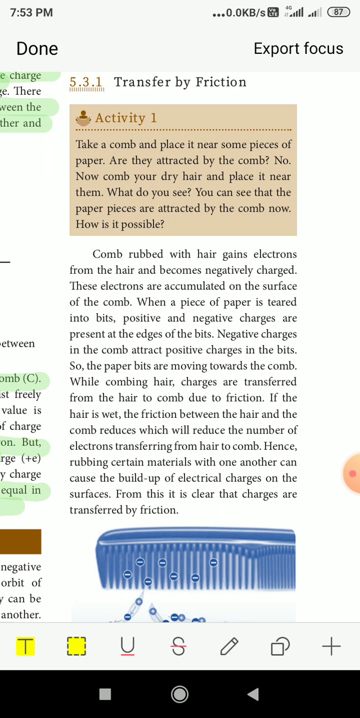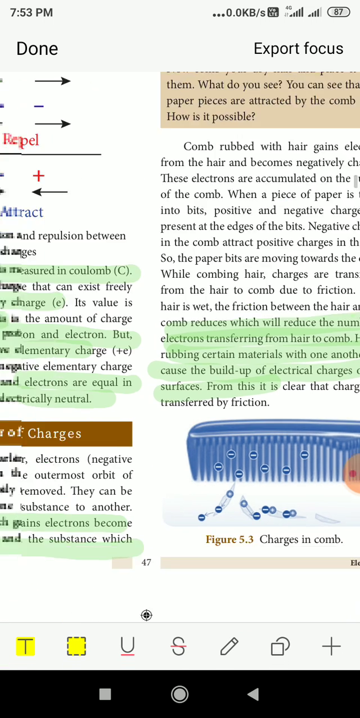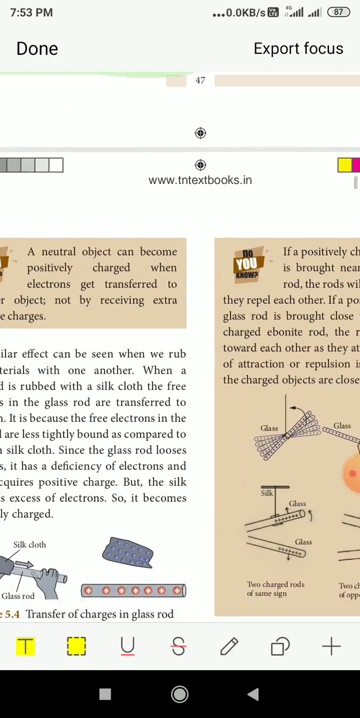Hence, rubbing certain materials with one another can cause build-up of electrical charges on the surface. So, this is the example of how electric charges are attained by friction in the comb by rubbing. Okay. So, next is the transfer by conduction and transfer by induction.